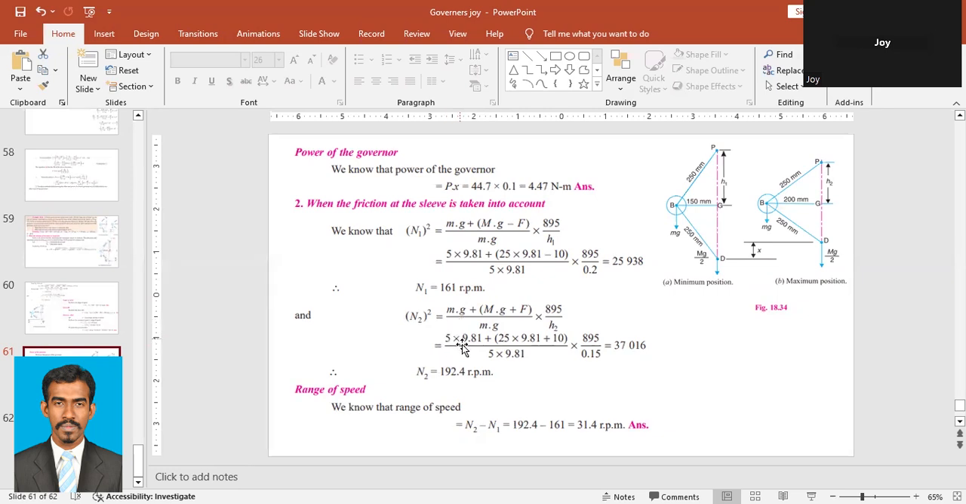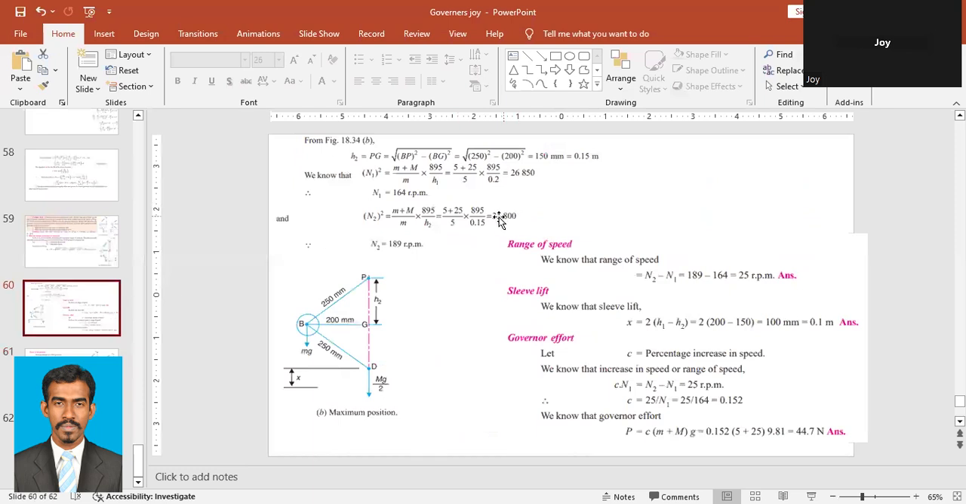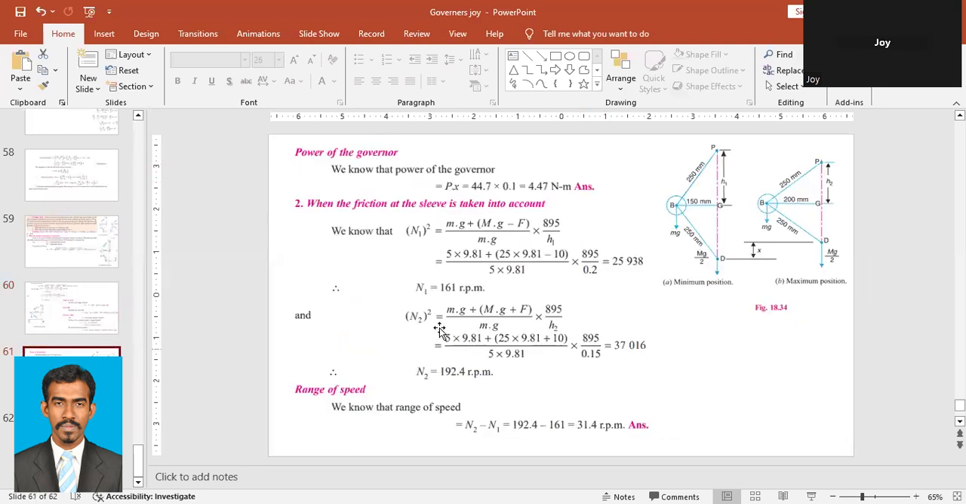We just have to substitute. Small m is 5 kilogram, g is 9.81, plus capital M, mass of the sleeve, 25 into g 9.81, plus F, which is given as 10 Newton, upon small m 5, g 9.81, into 895 upon h2. H2 we have already found, that is 0.15. When you solve it, you will have N2 squared equal to 37,016. So N2 is equal to 192.4 RPM.